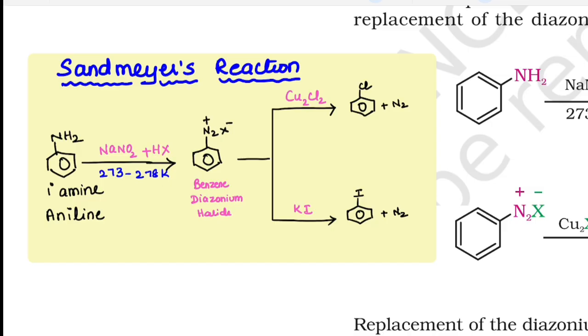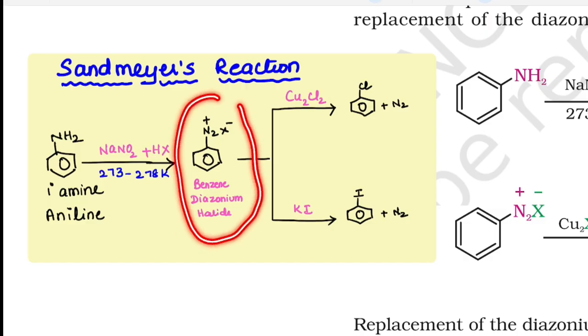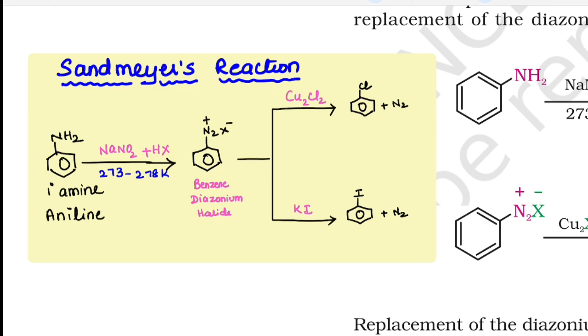Aniline you are treating with sodium nitrite plus HCl. The temperature should be very low, in cold conditions, that is 273 to 278 Kelvin. If you convert to degrees Celsius, it will be 0 to 5 degrees Celsius. So you have to maintain a very low temperature. Then benzene diazonium salt will be formed. This is the salt which is formed.